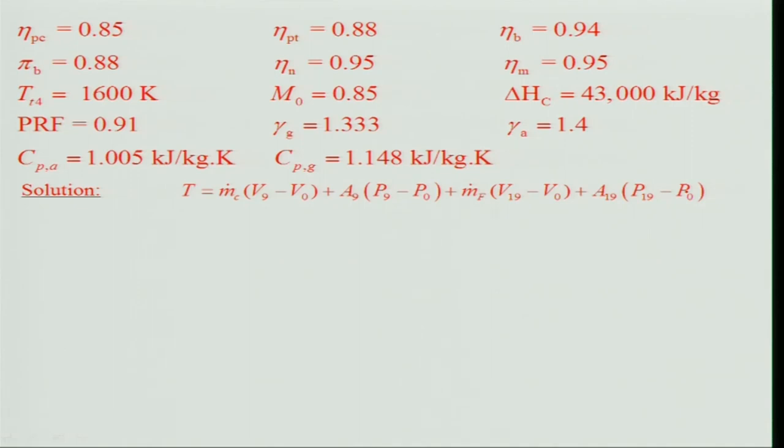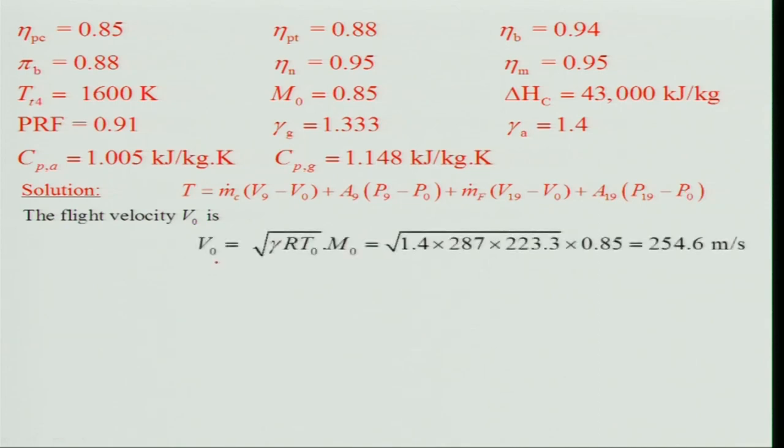So, we will first find out the flight velocity. V naught can be easily determined because we know the temperature T naught and we know the Mach number. So V naught will be the square root of gamma a R T naught, multiplied by the Mach number.